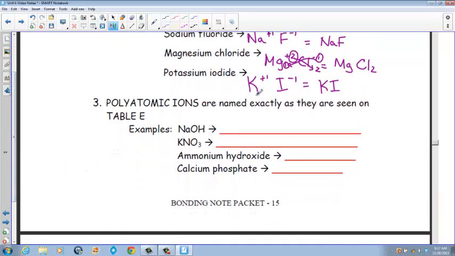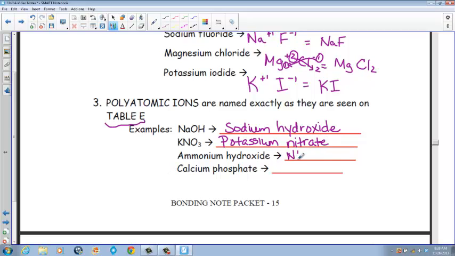For polyatomic ions, they're named exactly as they are seen on table E. We don't change any endings or anything. So again, the first element is a metal, and it just gets named, whatever metal it is, sodium. And then we look up the polyatomic ion here, and the name of that is hydroxide. Remember, table E is going to help you out a lot with polyatomic ions. First metal here is potassium. And the NO3 is nitrate.